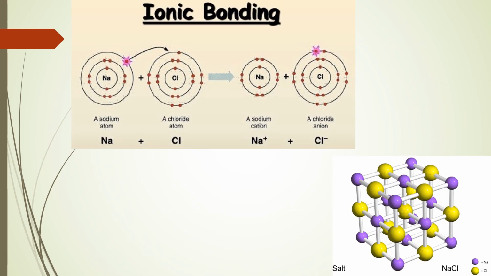Ionic bond. So you see here, sodium is transferring this one electron to chlorine, and now chlorine has one extra electron. So the chlorine outermost shell is completed, and so is sodium's. This is the crystal lattice structure of sodium chloride, like sodium, chlorine, sodium, chlorine.